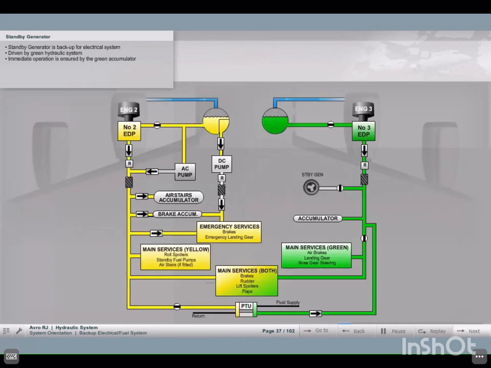Hydraulic backup to the electrical system. If there is a failure in the electrical system, the hydraulically driven standby generator can be used as a backup. The generator is driven by the green system. Immediate operation of the generator is ensured by an accumulator.